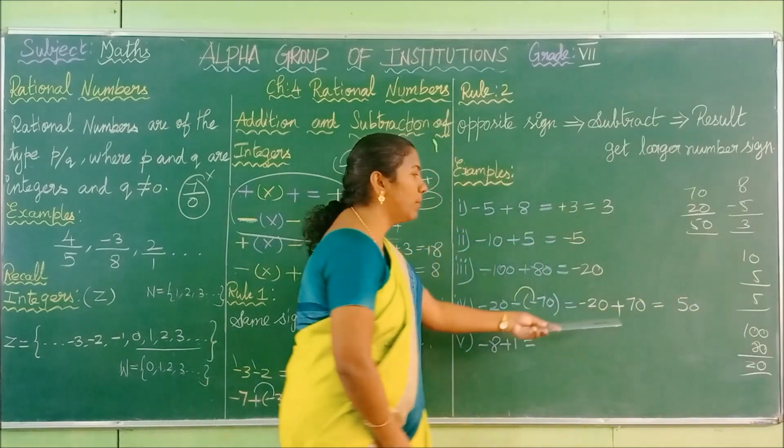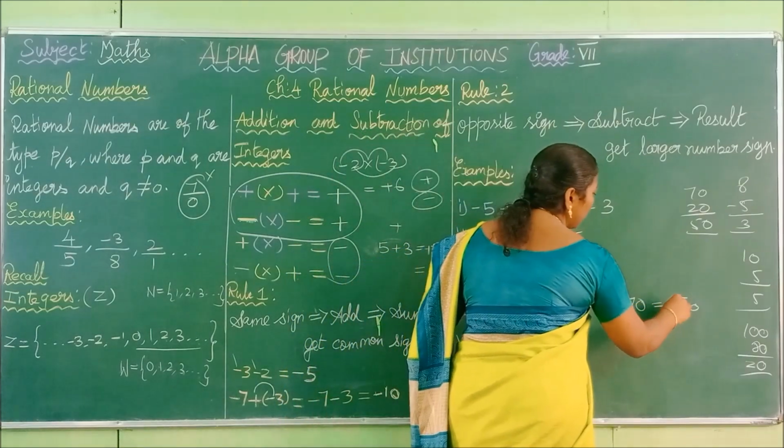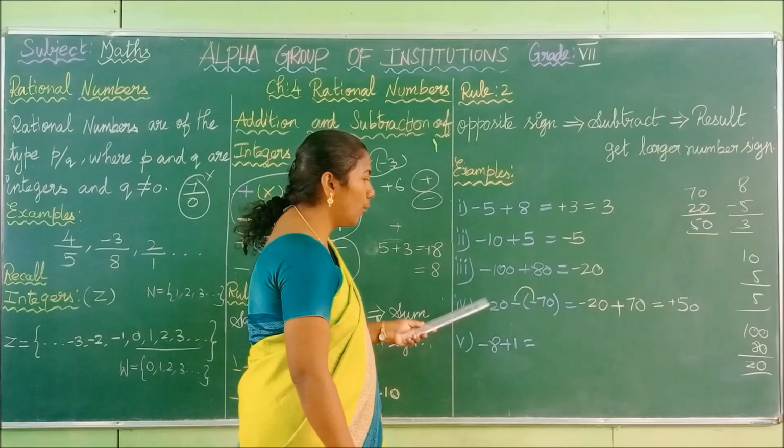What is the larger number here? 70. What is the symbol for it? Plus. So your result gets the symbol plus. Do you understand? How do you evaluate this?